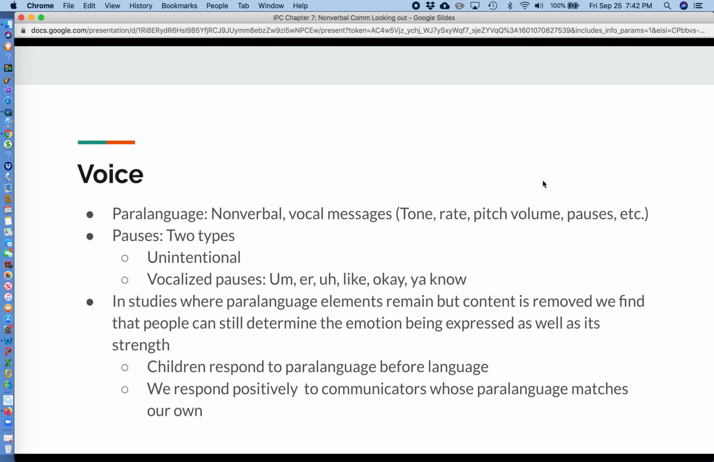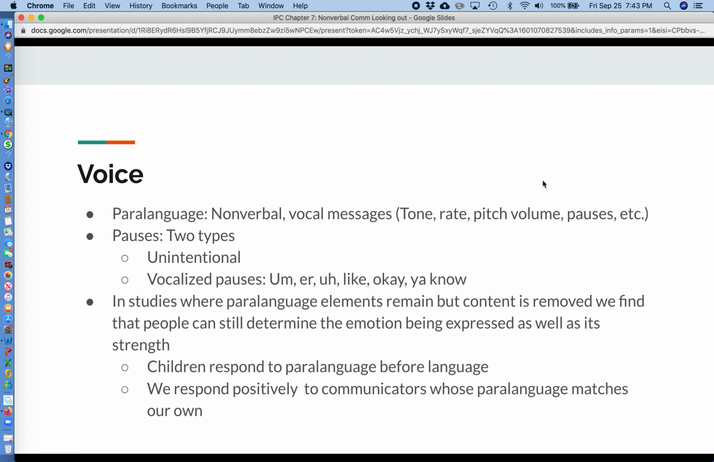So with pauses, we talk about two types generally: unintentional pauses and vocalized pauses. Oftentimes we have unintentional pauses where we don't even realize that they're there, right? And at other times, we vocalize our pauses. So instead of just leaving empty space in the conversation, we say things like "like" or "you know."